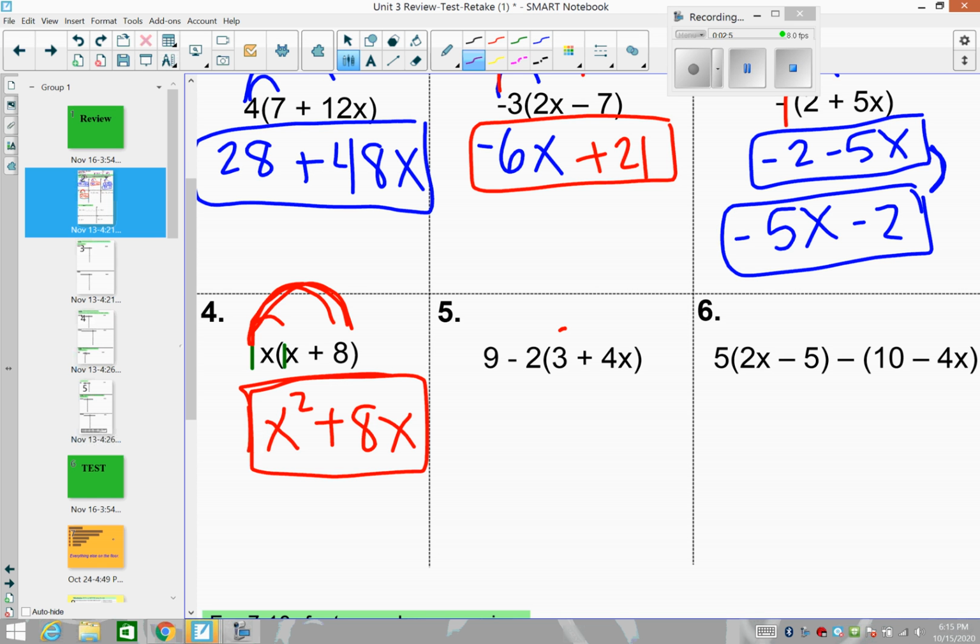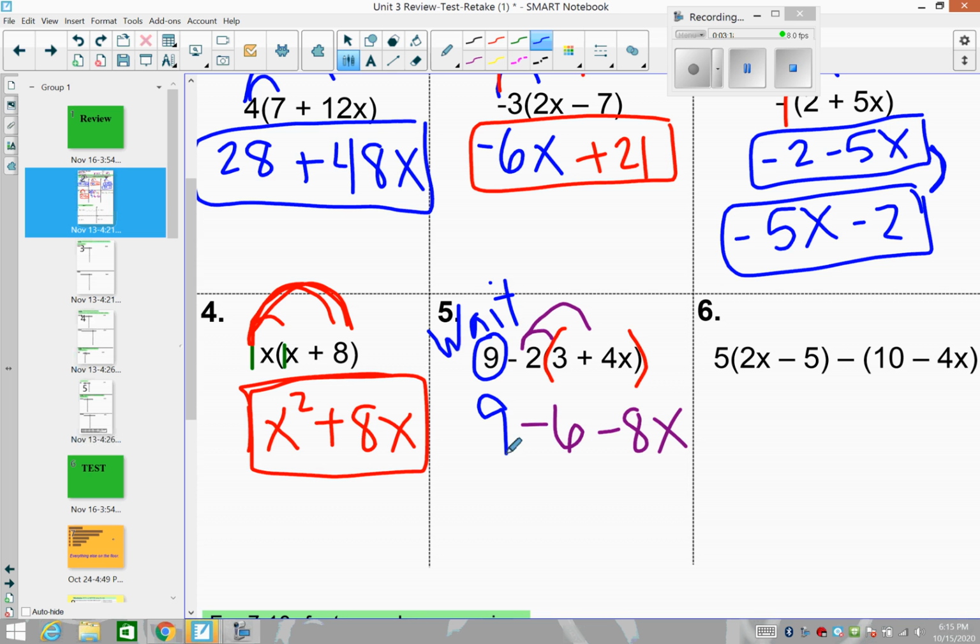Next problem, the goal is to kill this parenthesis first. So this 9 minus is going to have to wait. As we distribute, we multiply through, gives us -6. We multiply here, gives us -8. We reattach the x. So we get -6 minus 8x. Now, if we haven't used it, drag it down, is 9 minus that quantity.